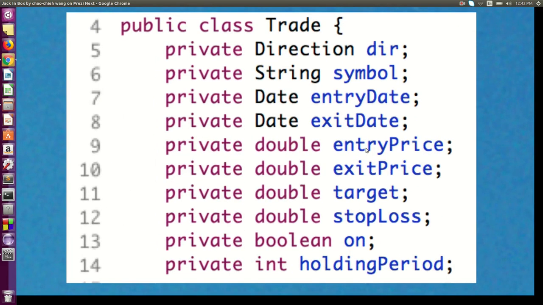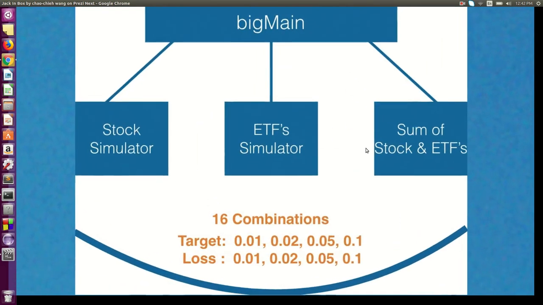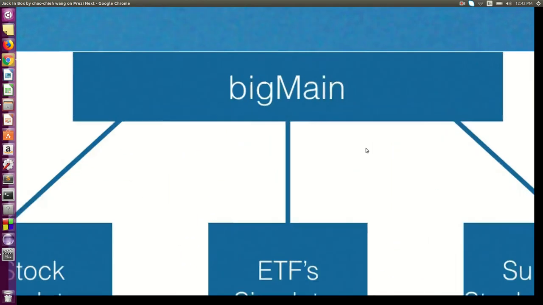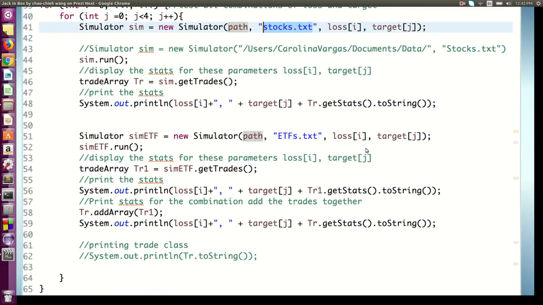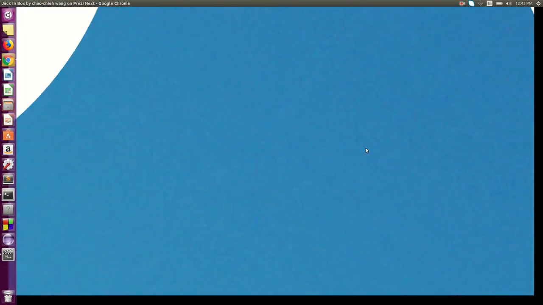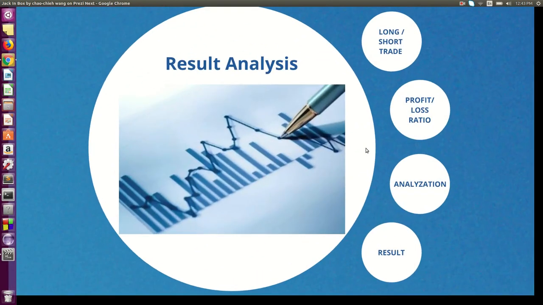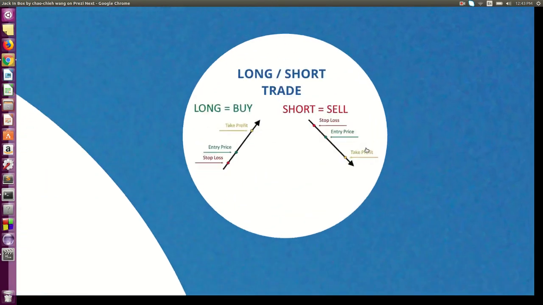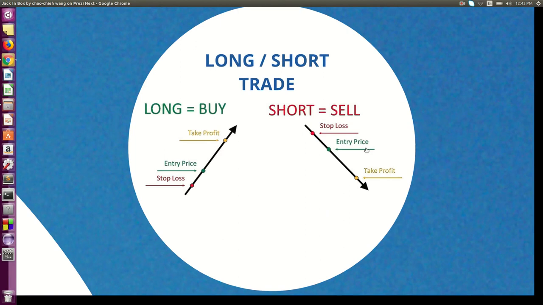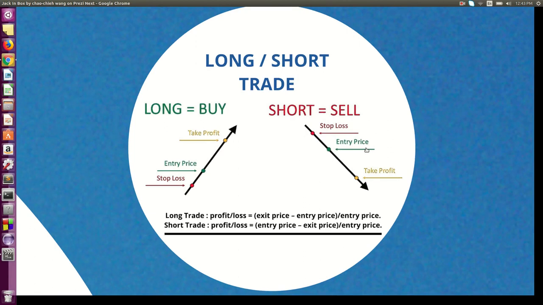Every data will be stored in those data types, and that will again go to the Bigman, and we'll simply store all that data in the trade arrays class, and we simply display that data. So in the result part, we'll analyze the long trades. It's buying low and selling high, and on the short sales we are selling the goods or the stuff high and buying low.